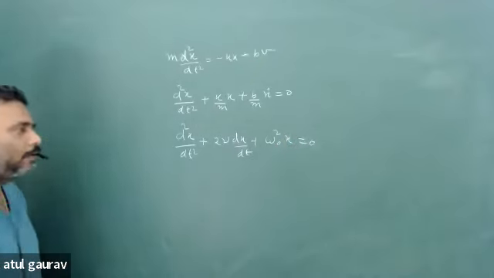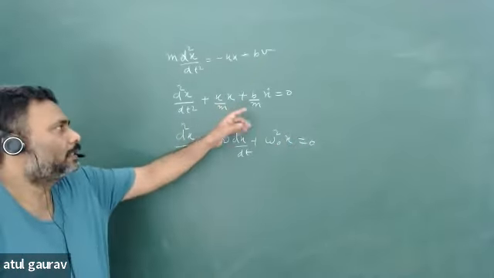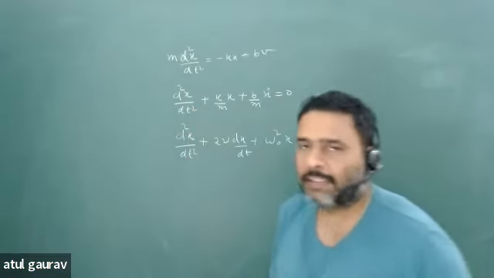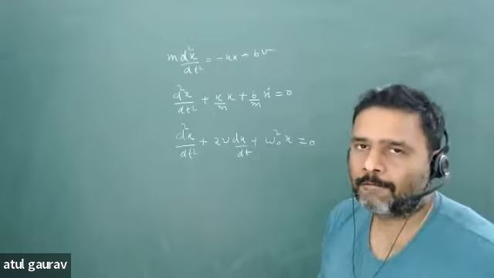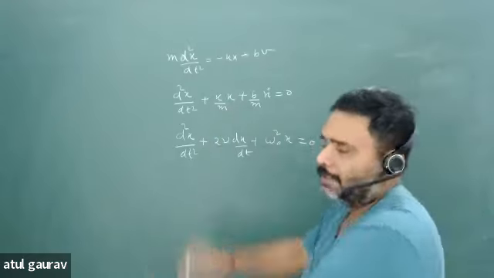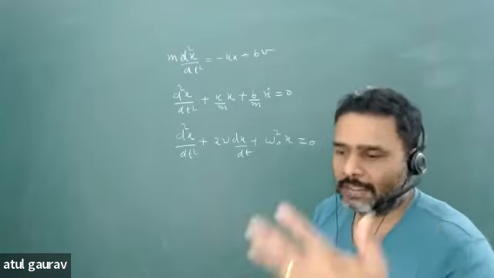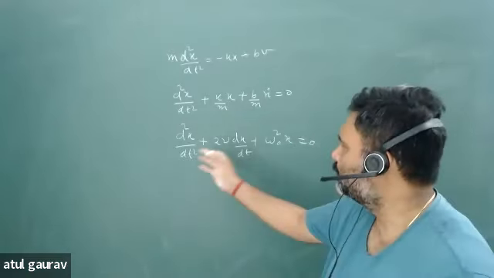What is omega naught? Omega naught is the natural frequency when this part is not there. So this is the natural frequency due to which your system is oscillating. And this is the very famous damping. There are 3 types of damping, and we can easily discuss this thing.